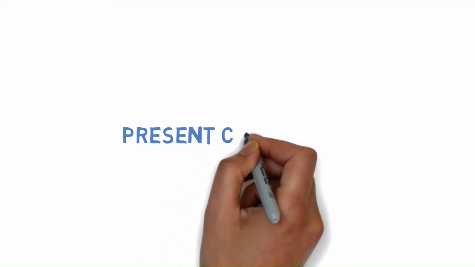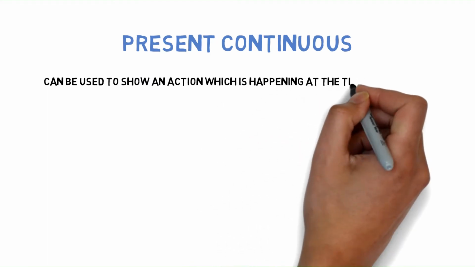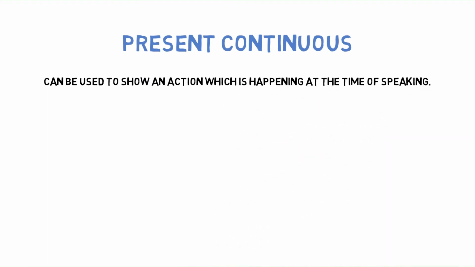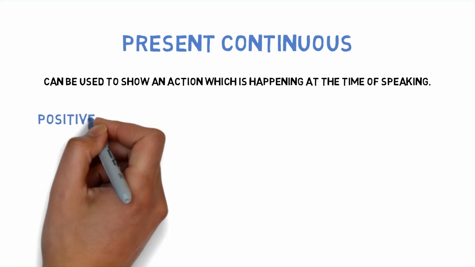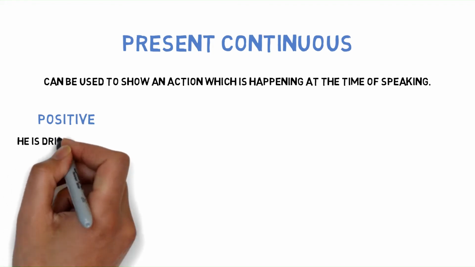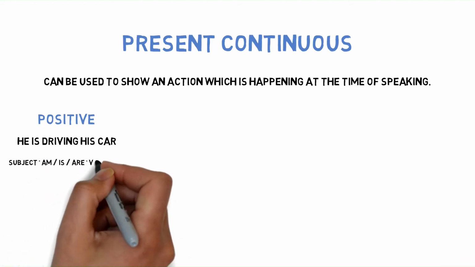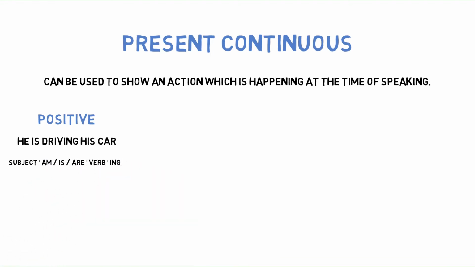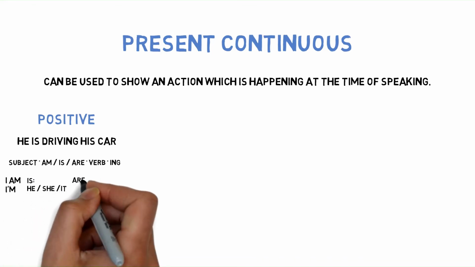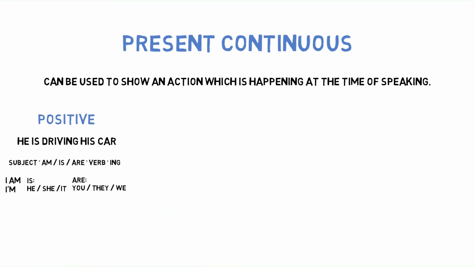For the present continuous, we use present continuous to show an action which is happening at the time of speaking. معنى أنه واحد الأكشن اللي استمر معنا ومستمر معنا إلى الآن. Positive form, he is driving his car. So, subject plus am, is or are plus the verb plus ing. For example, I am, I تنستعملو معها am ولا short لي I'm. Is, he, she, it; are, you, they, and we.